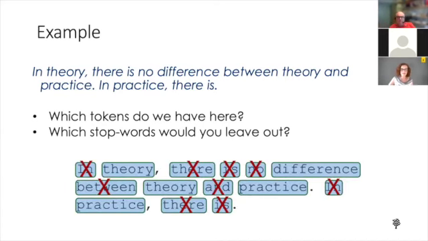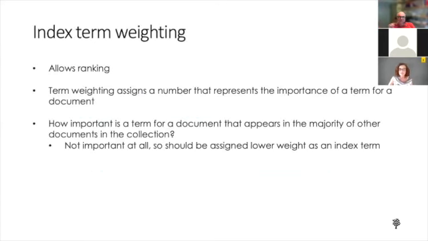The tokens are everything that's in a rectangle, and stop words are all rectangles that have been crossed out. So in, there, is, no do not really tell us anything about what the document is about, whereas nouns like theory, difference, practice do. And then in the first step, after these initial processes are done, we are left with theory, difference, and practice.